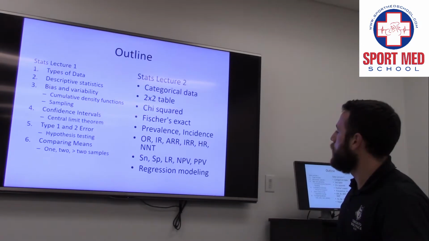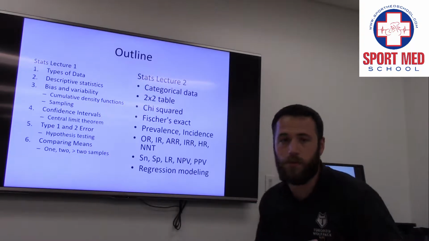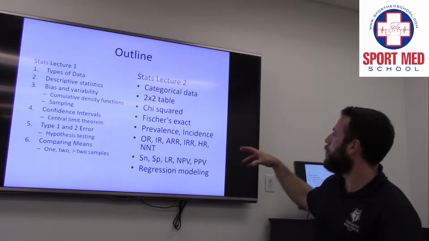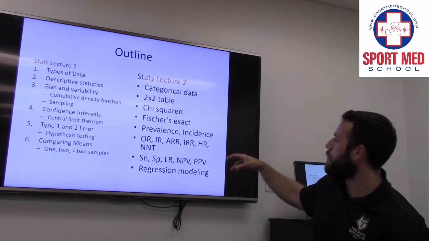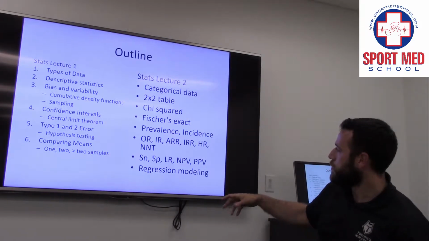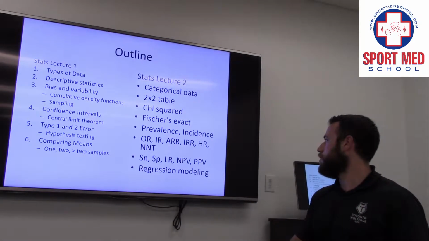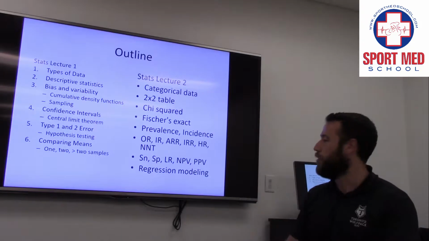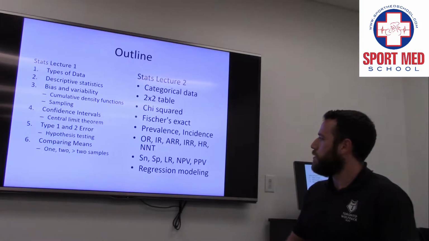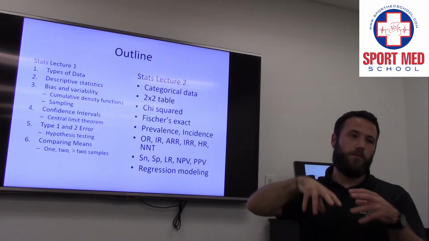And then the next lecture isn't done yet, so I'll talk with Neil about what we want, but that'll be more into higher level study design. We'll look at more categorical data, 2x2 tables, some chi-squared and Fisher's exact testing, concepts like prevalence and incidence, odds ratios, incidence rates, adverse risk ratio, incidence rate ratio, numbers needed to treat, sensitivity, specificity, likelihood ratio, and then maybe some regression modeling, which we'll talk about a little bit today as well, because the tests that we're going to cover today, essentially just a t-test and ANOVA, are very, very basic.